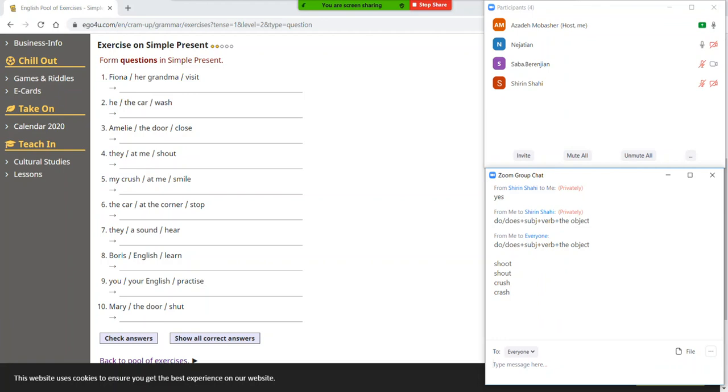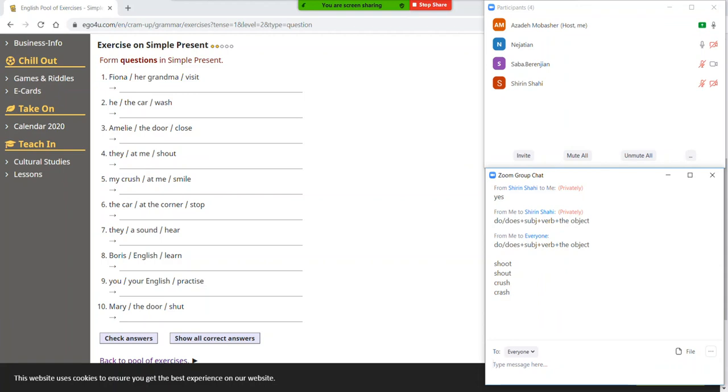Number seven. Do they hear a sound? Number eight. Does Boris learn English? Very good. Number nine. Do you practice your English? Very good. Number 10. Does Mary shut the door? Yes, very good.